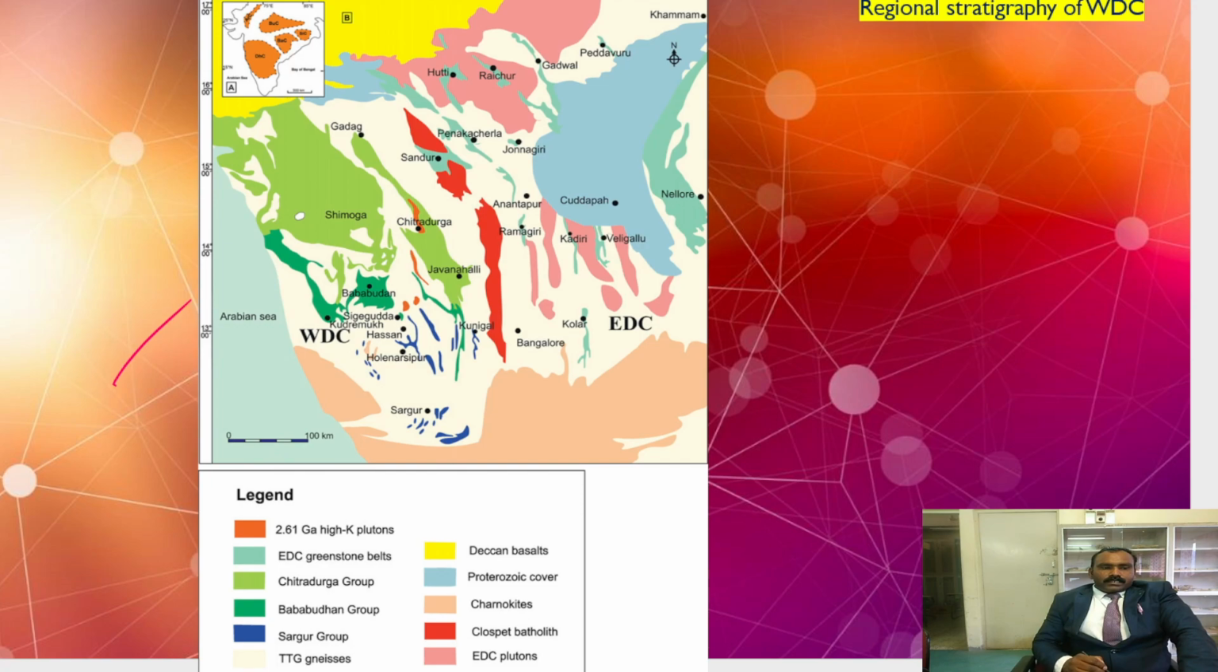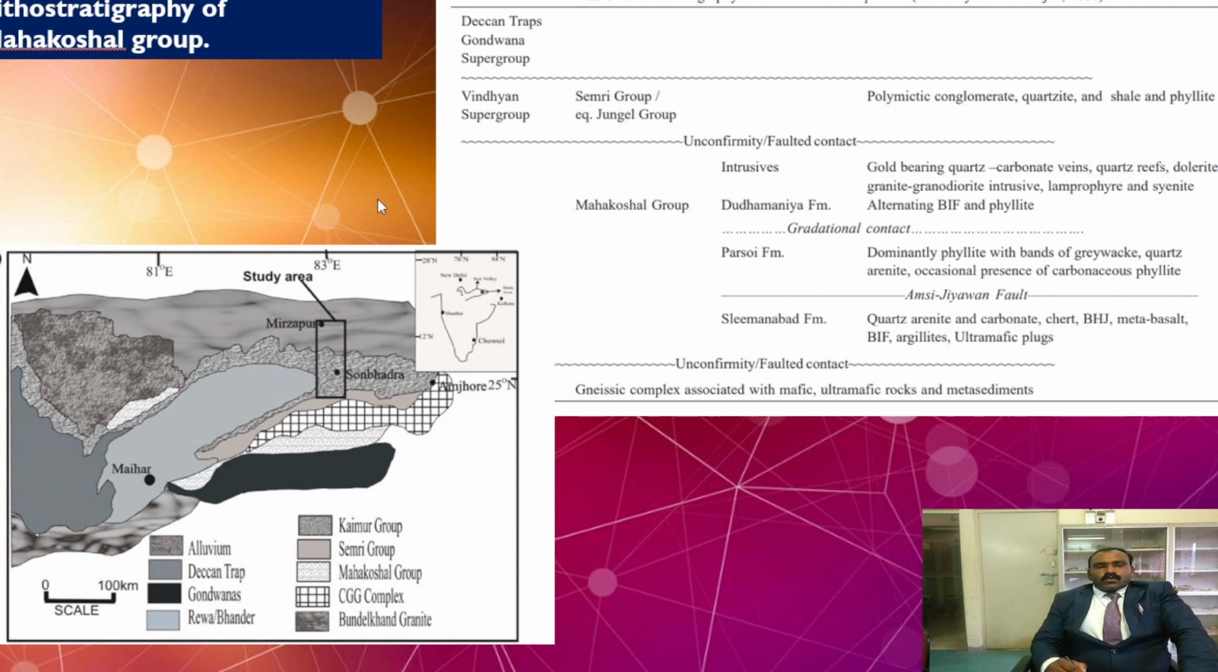Coming to the lithostratigraphy of the Mahakoshal group, the Mahakoshal group is made up of the Slimanabad formation, which is separated from the Parsoi formation by a fault. Then the upper Mahakoshal supergroup may have the Dhandruva formation or the intrusives. The Dudhamaya formation and the intrusives may also occur in the upper region of the Mahakoshal supergroup.